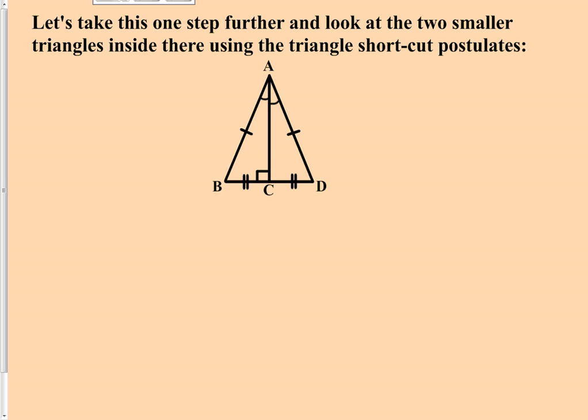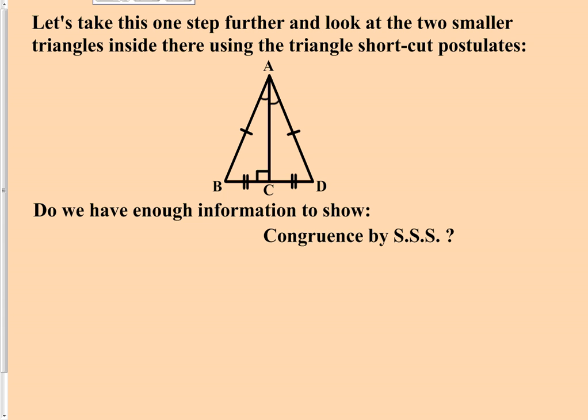Let's look at the two smaller triangles that are inside of this larger isosceles triangle and consider the triangle shortcut postulates that we've already talked about. You should remember there's four of them: side, side, side; side, angle, side; angle, side, angle; and angle, angle, side. Let's see if we have enough information about these two little triangles to answer: are they congruent by the side, side, side congruence postulate?